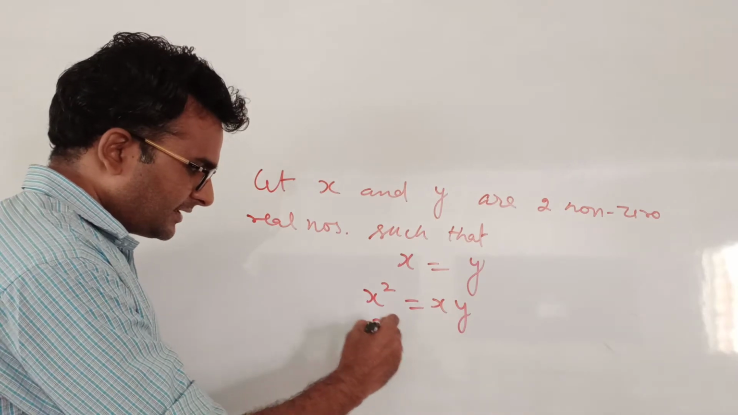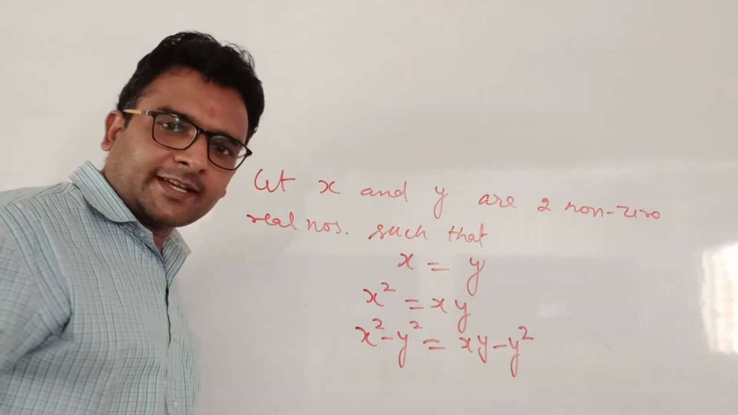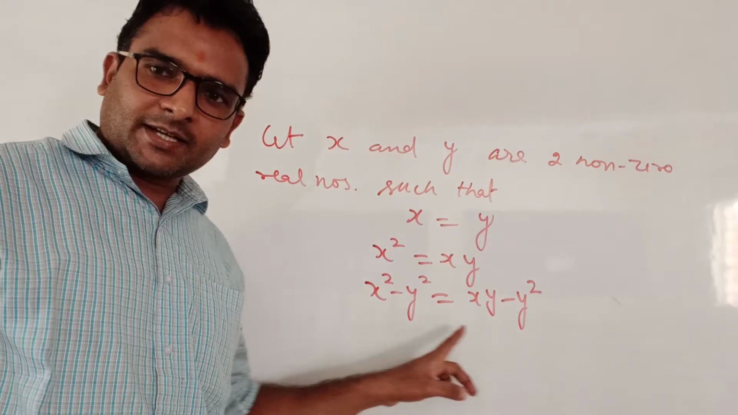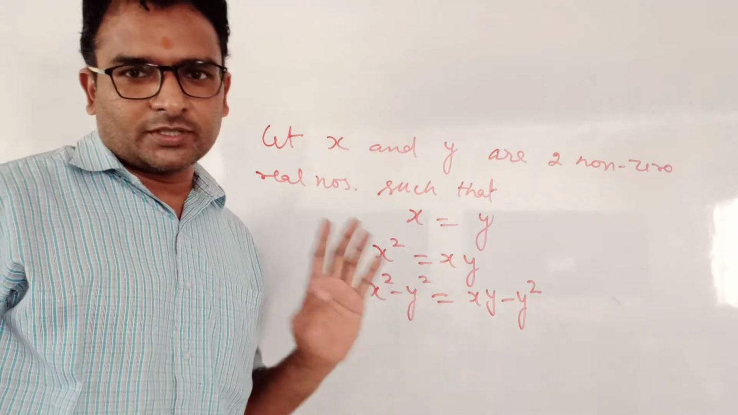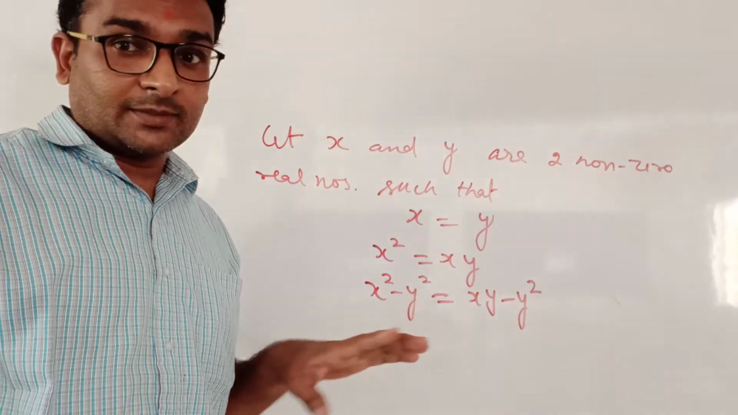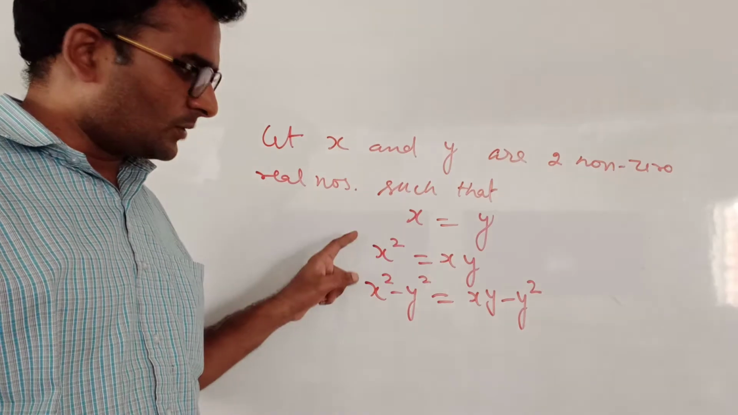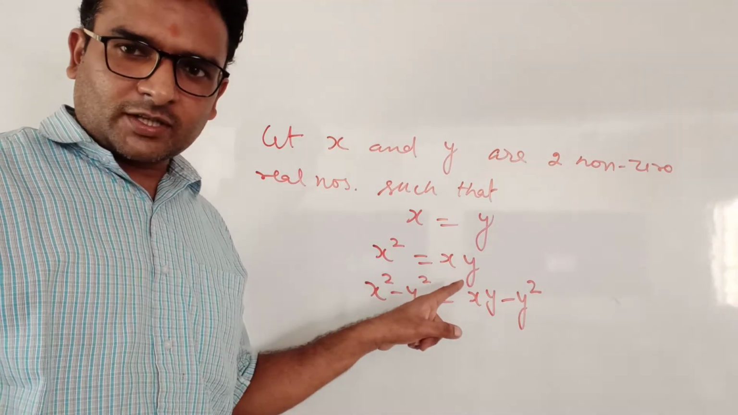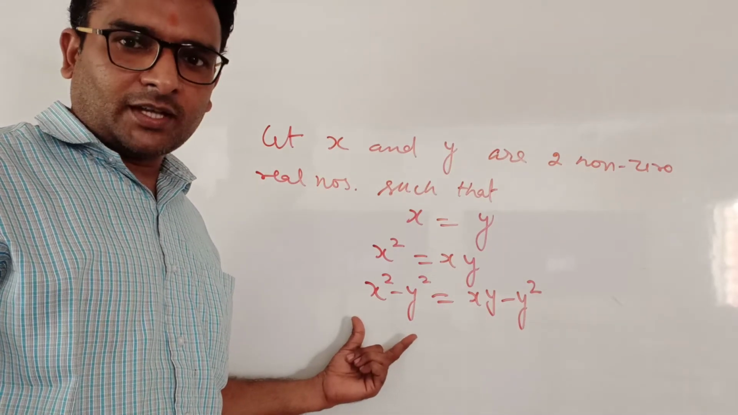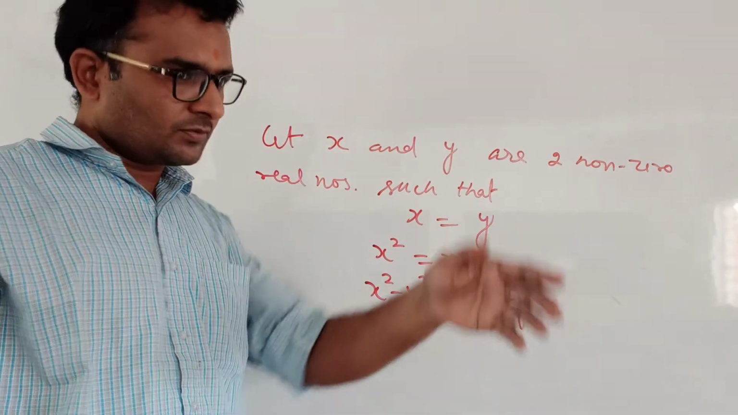This also can be written as x square minus y square is equal to xy minus y square. So here what I did, I have subtracted y square from both the sides. Let me repeat again. x and y are two non-zero real numbers. It means their value cannot be 0, but they are equal. So obviously x square would be equal to xy. By subtracting y square from both sides, it will become x square minus y square is equal to xy minus y square.